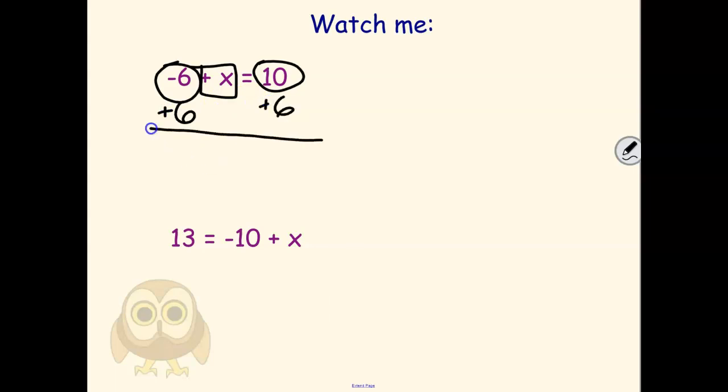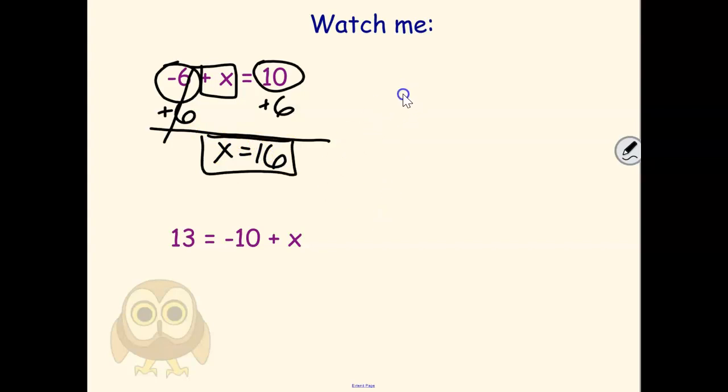All right, now I'm going to treat this like a big old equation. So these guys cancel out. So what I have left over here, I have x. What do I have over here? I have 10 plus 6, which is 16. And I get a final answer of x equals 16.